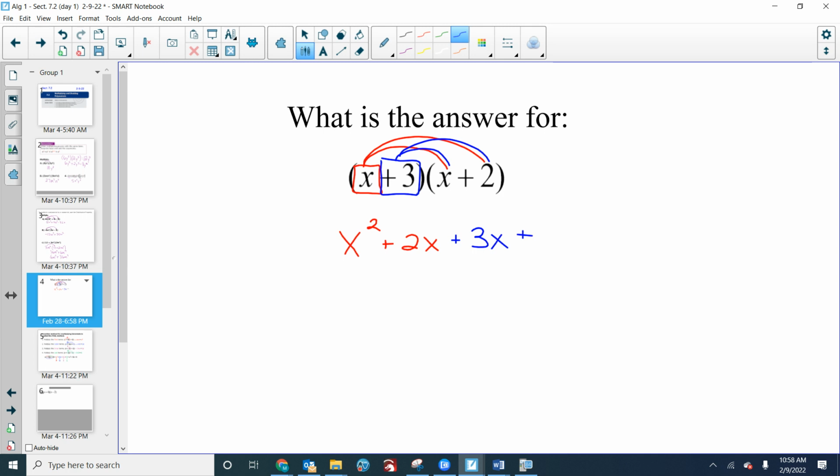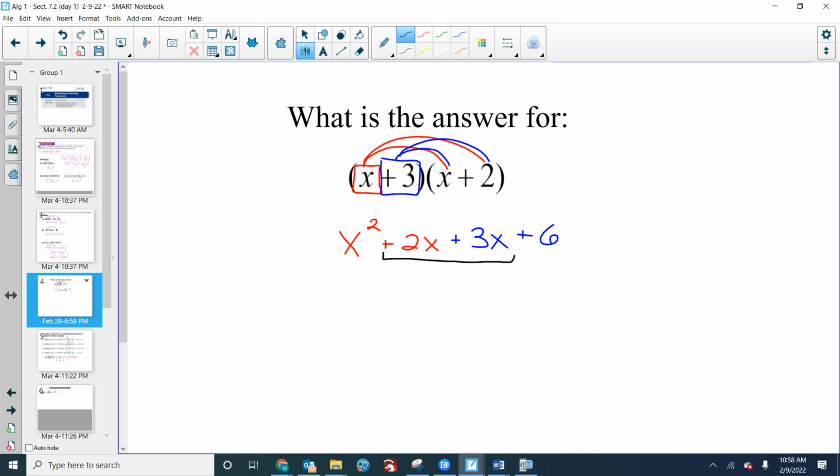3 times 2? 6. Are there any like terms? Yeah, the 2x and the 3x, right? How do we combine those? Addition, and what do you get? What happens when you have 2 apples and you add 3 apples? You have 5 apples.